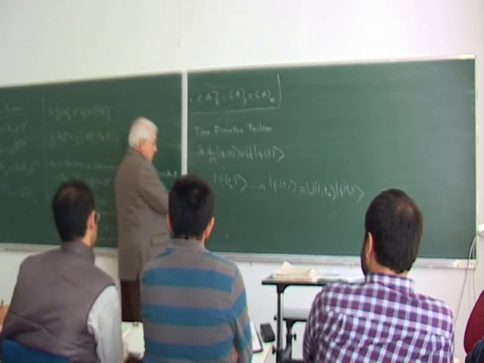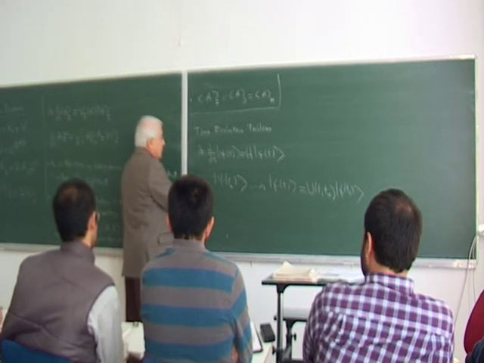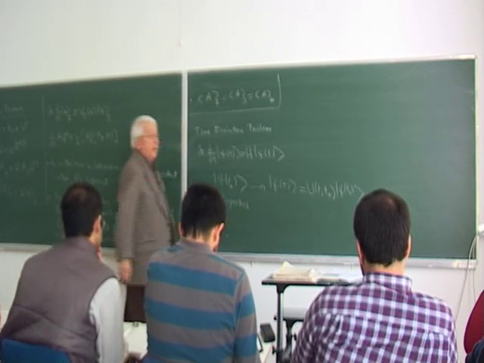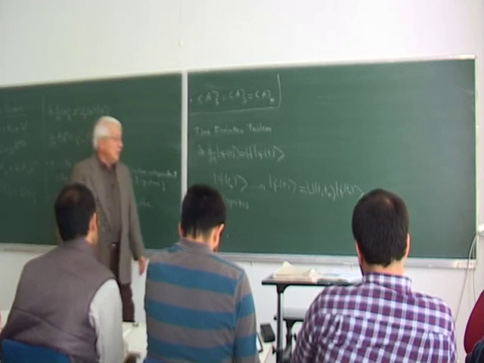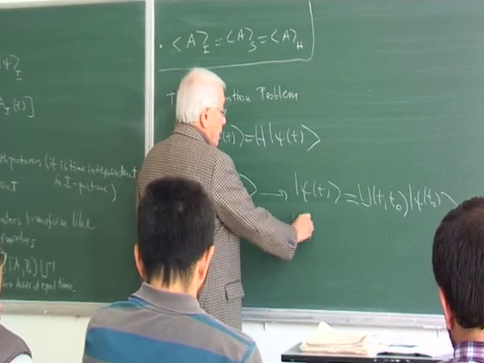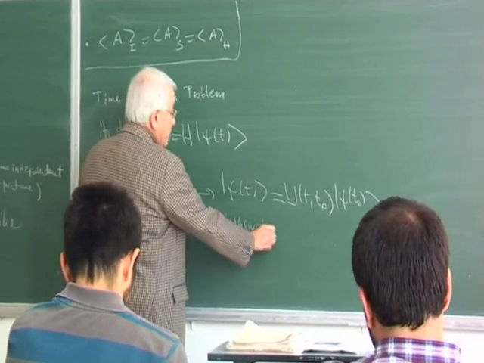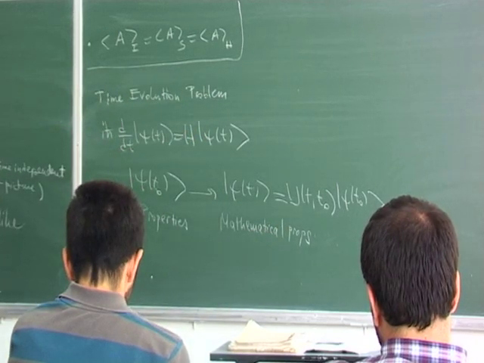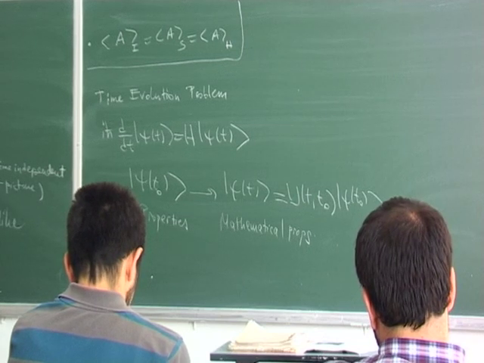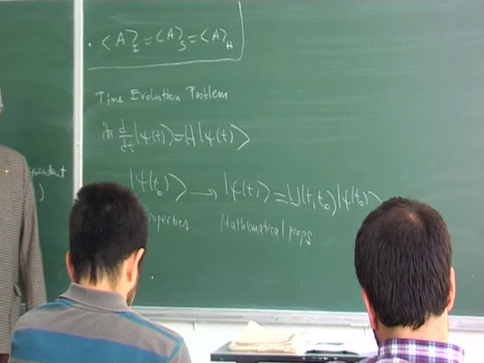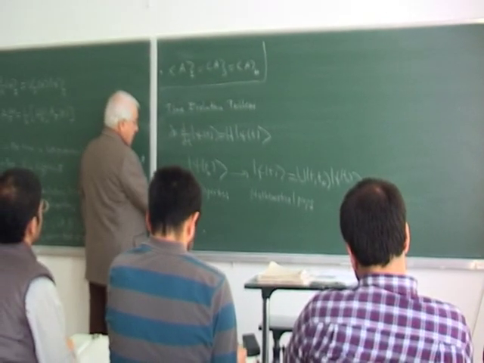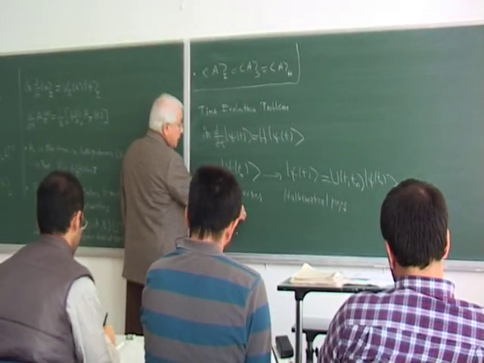So I will do the following. I will list the physical properties here that I will elaborate on, and what are the mathematical properties which follow from those physical ones? Okay. What is the first physical property of U? The first physical property is that states stay normalized under time evolution.